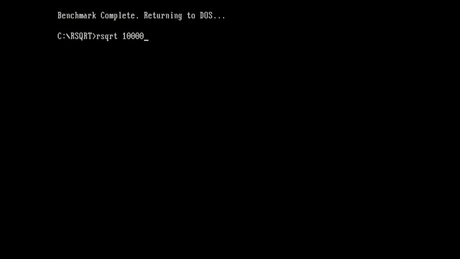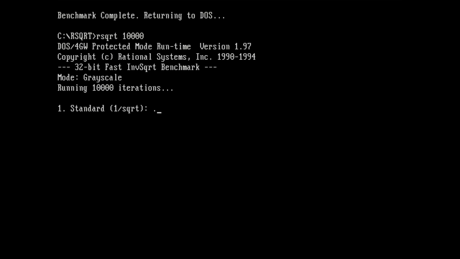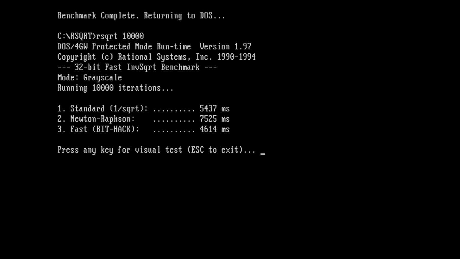I also have a grayscale version. So let's have a look at this one. We run the test one more time. We should get approximately 5 seconds, 5.4, and the last one was around 4.6. Okay, so here we go. Again, same as before. Let's see what happens to the grayscale version now.